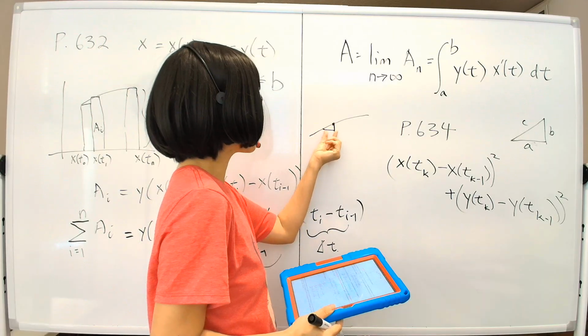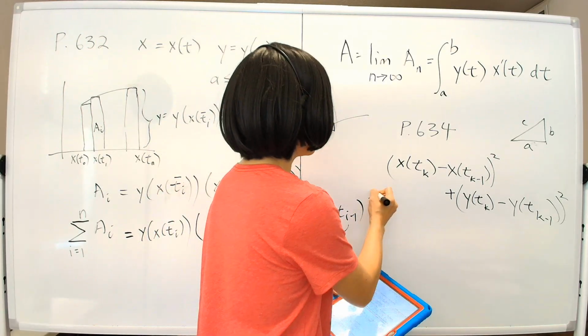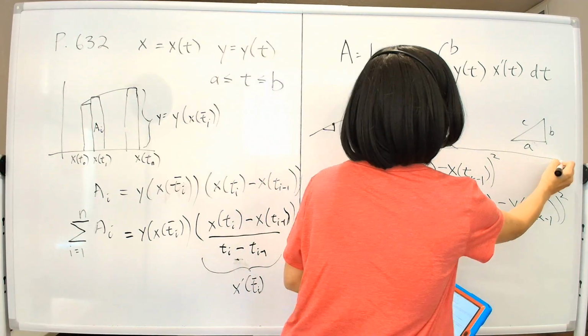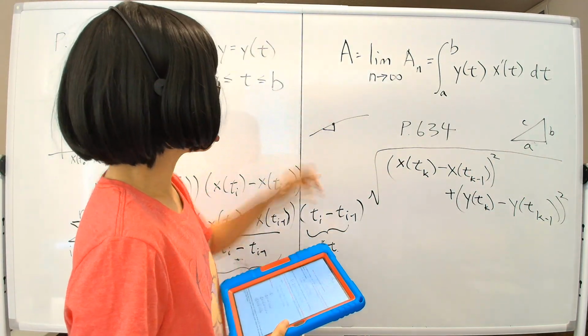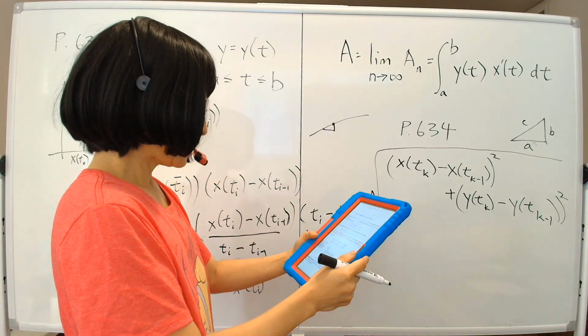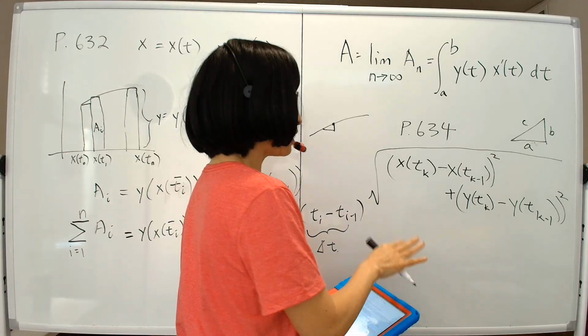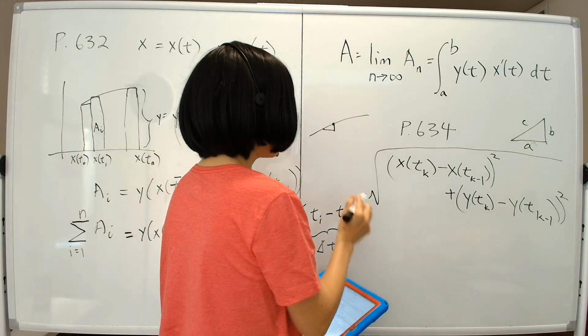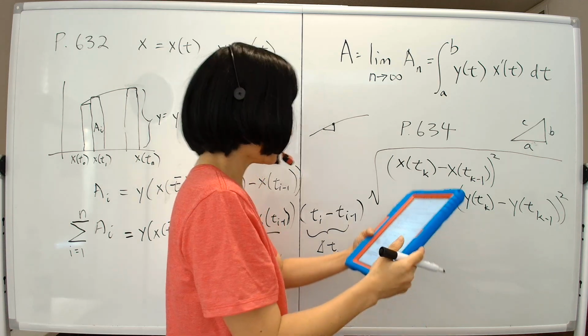This is the x difference and the y difference. You square them, add them, and then take the square root of this stuff, and that equals the hypotenuse length. That's c squared, so you have to take the square root, and that's just one small part of it. Then you add up the entire deal, and it will approximate the arc length.